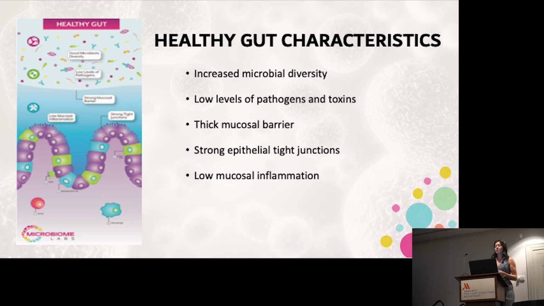Another characteristic is going to be strong tight junctions. This is talking about the tight junctions that are holding your intestinal cells together, right? Each of those little finger-like projections are your intestinal epithelial cells, and those are all stitched together very tightly by tight junctions. If those get torn apart, essentially you'll have holes in the intestinal lining, and that's what's known as leaky gut. The other thing is that you're going to have very low levels of inflammation in that mucosal lining and in the intestinal lining. So these are some of the characteristics of a healthy gut.